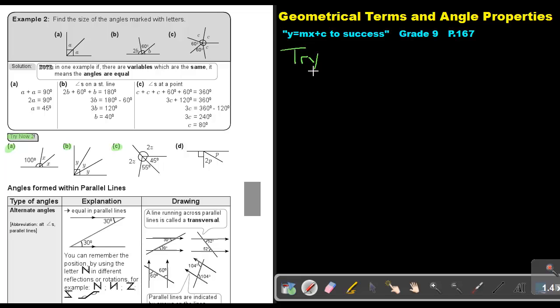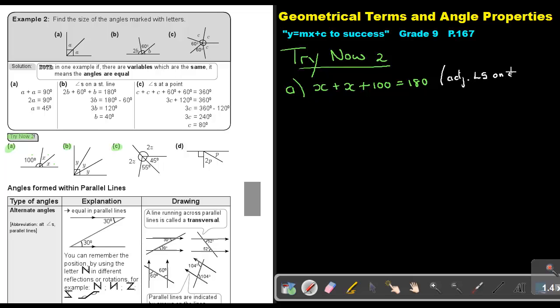Okay, let's start. Try now 2. Let's start with number A. Now, if I look, this is a straight line. Now, a straight line is equal to 180. So I will start on this side: x plus x plus 100 will be equal to 180. And if I want to give a reason, I'm going to say adjacent angles on a straight line.